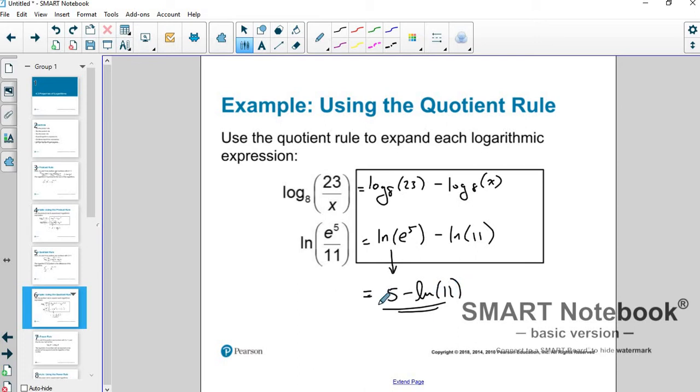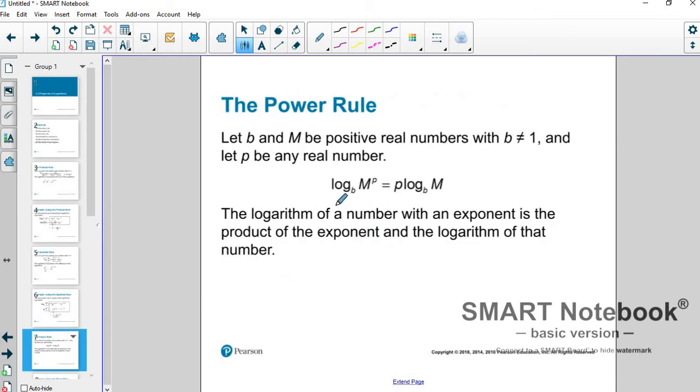Okay? So that's the quotient rule. The power rule is the third one, and it's a little bit different. You go from one log to one log, but that's okay, because when you have a power raised to a power, what do you do with the powers? You multiply them. So here we think of this as one power, and p is the second power, right?